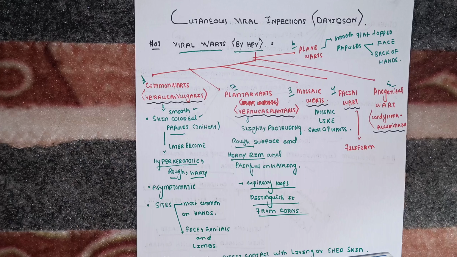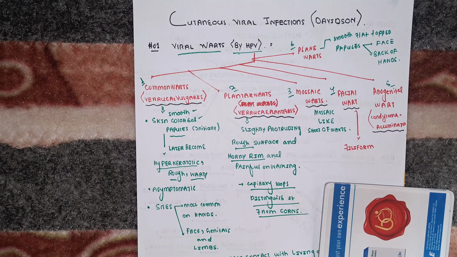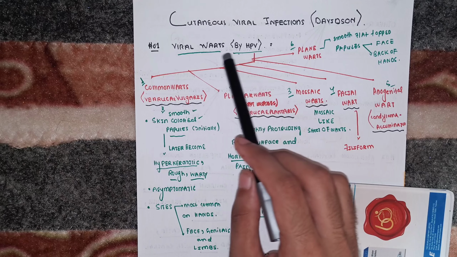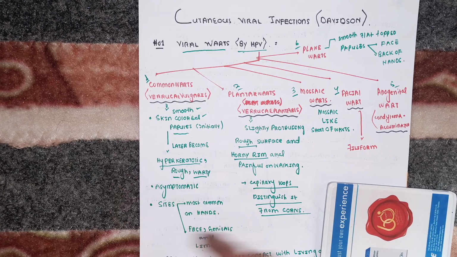Okay, the cutaneous viral infections, and beta, it's a big list of infections. And out of all those viral infections of the skin, at number one is infection by human papilloma virus, which produces warts on your skin. So viral warts on the skin are caused by human papilloma virus. Different types of warts are caused by the human papilloma virus.